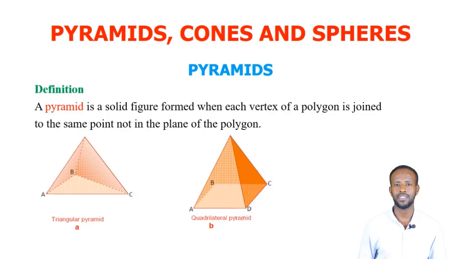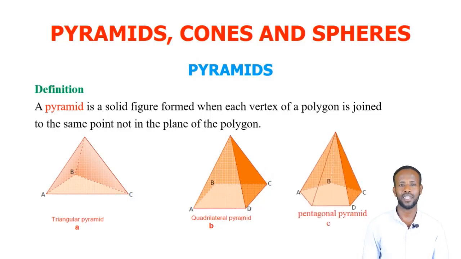This is a pyramid. What about this figure? Again, this is a pyramid. What is the name of this figure? Pentagonal pyramid. Why? Because of the base, which is a five-sided figure, a pentagon. Penta means five, isn't it? Pentagonal pyramid.